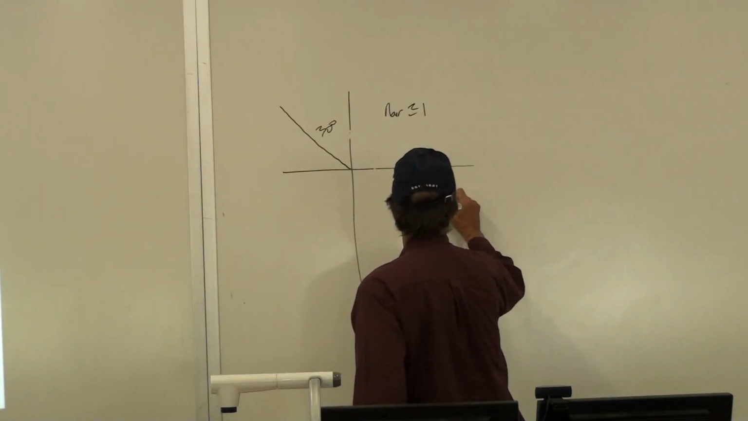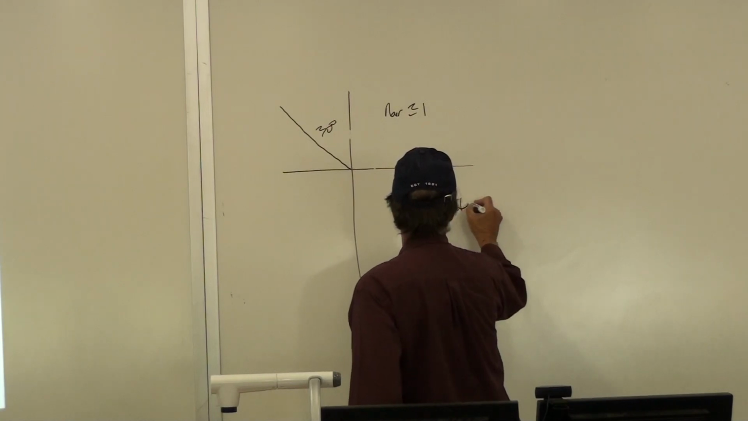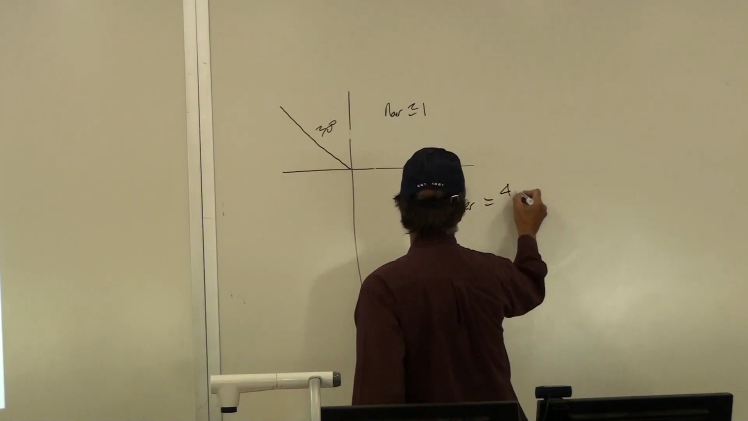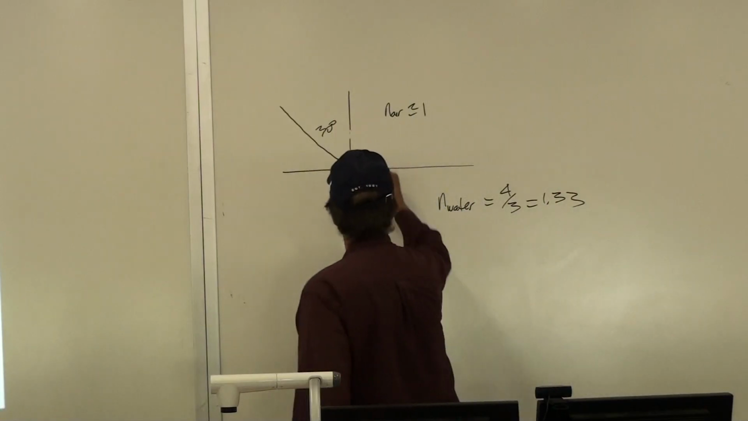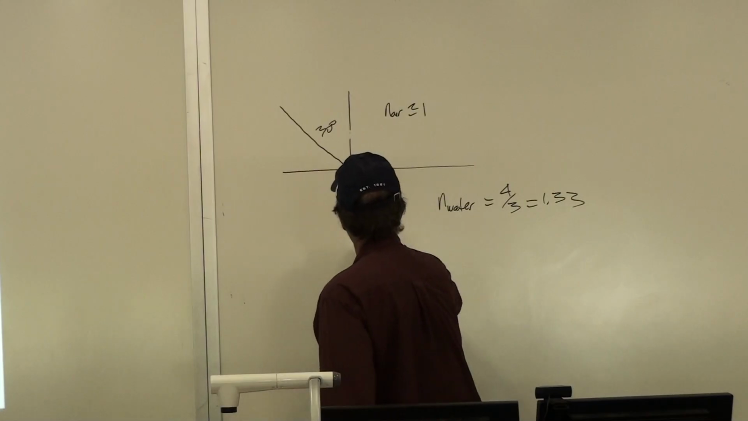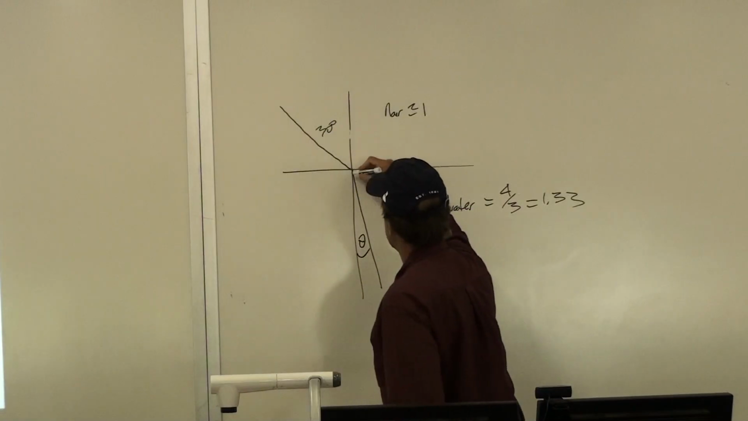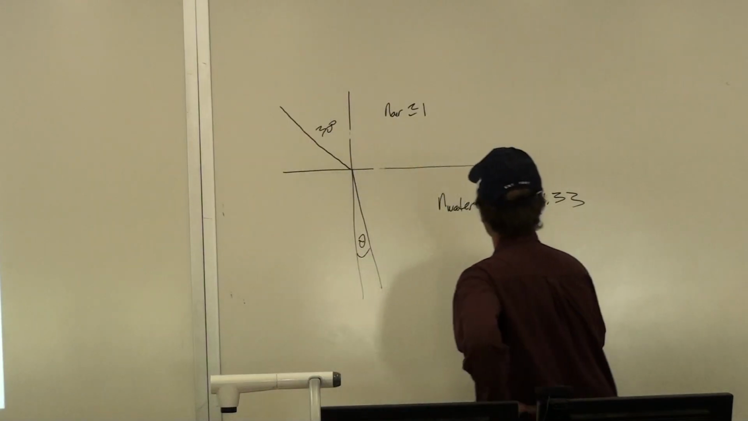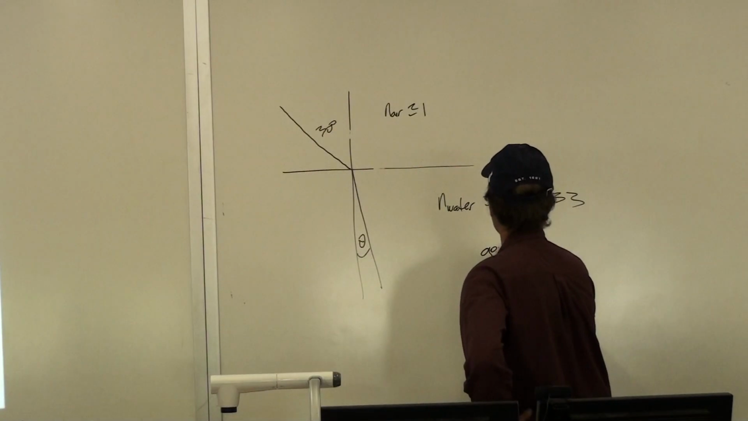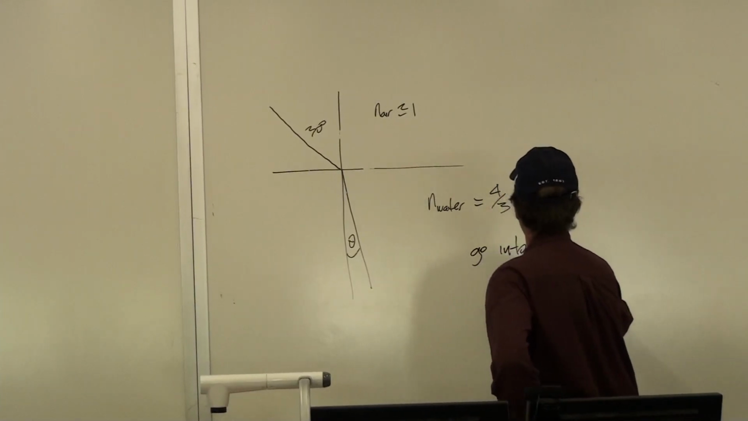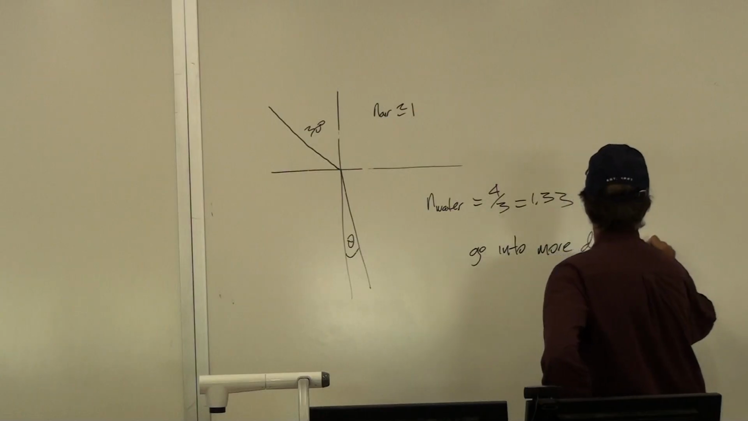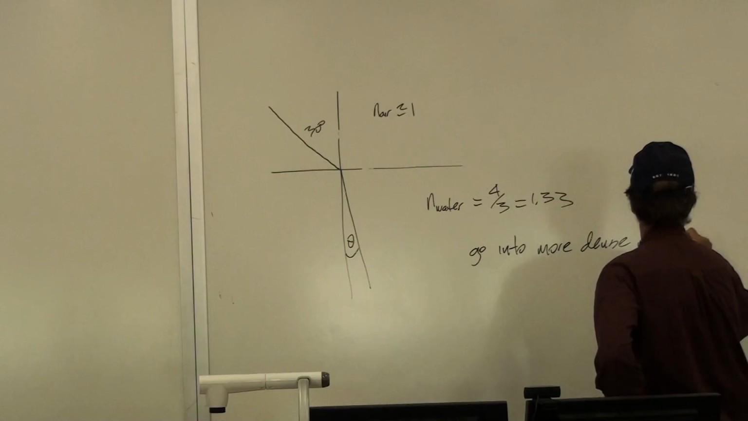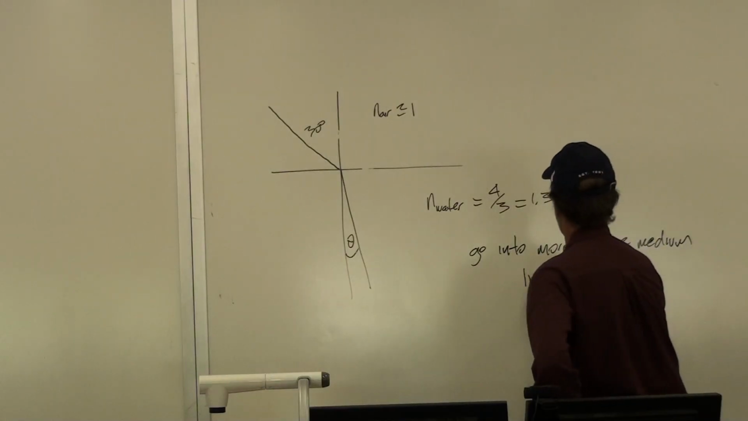And then in water, we're using 4/3 or 1.33. And so we know there's going to be some bending, and it's going to bend toward the normal. When you go into a more dense medium, light bends toward the normal.